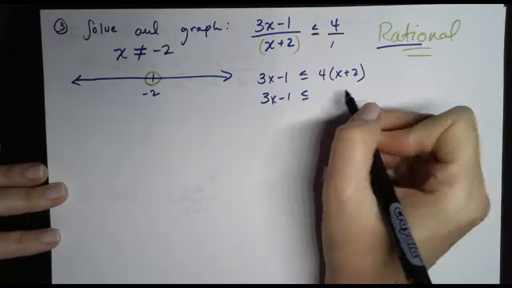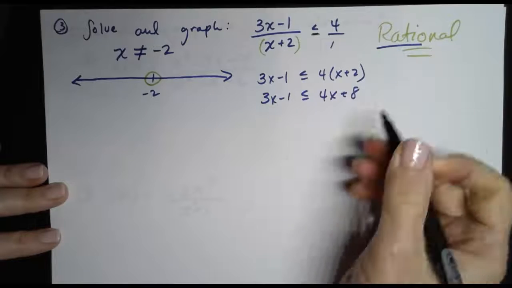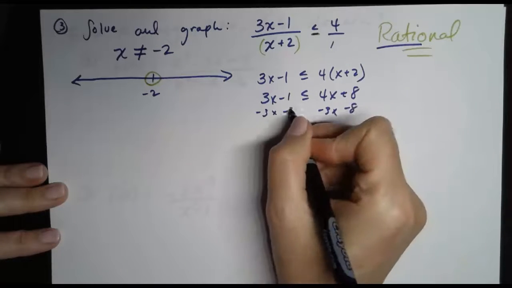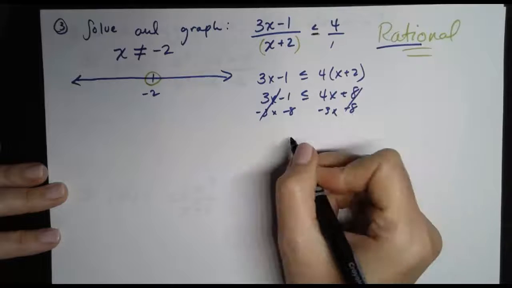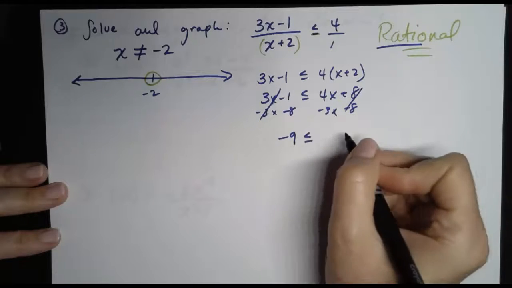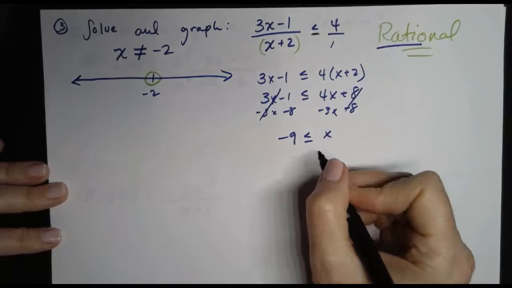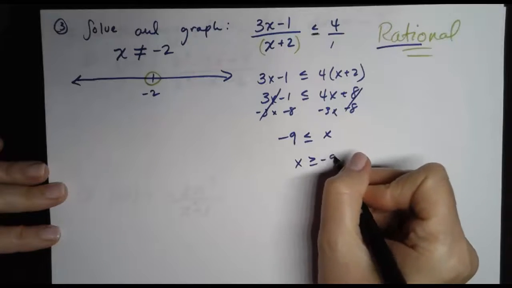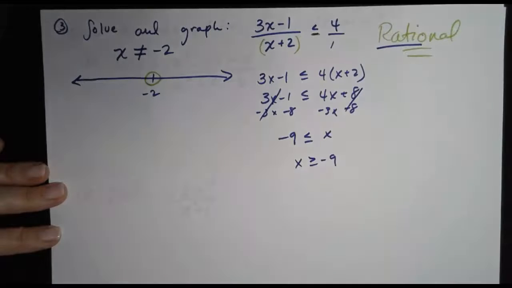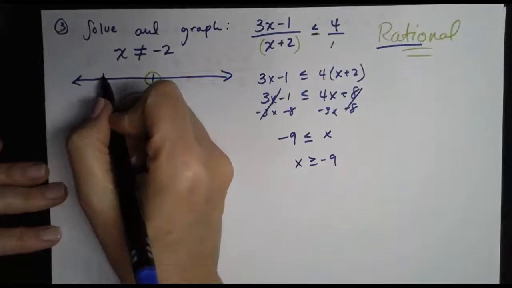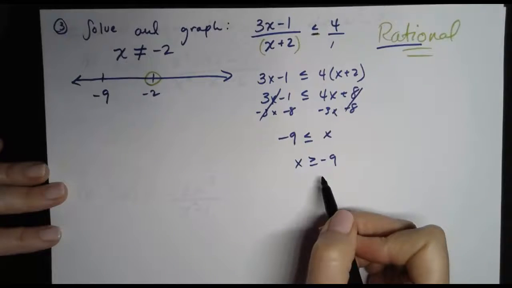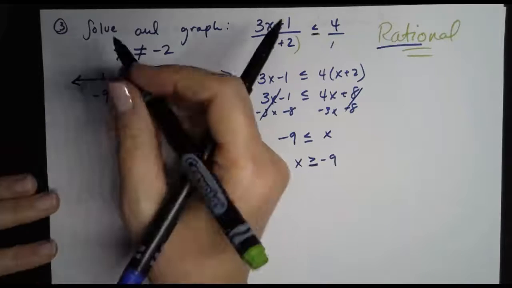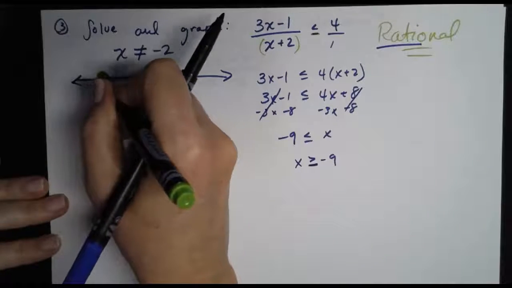3x minus 1 is less than or equal to 4x plus 8. So minus 3x minus 8 gives us -9 less than or equal to 1x, which logically means the same thing as x is greater than or equal to -9. So -9 is our other critical value, which we'll put right there. But this time it says x could be equal to -9. So this one is solid.